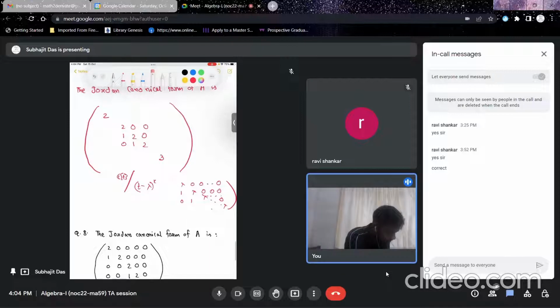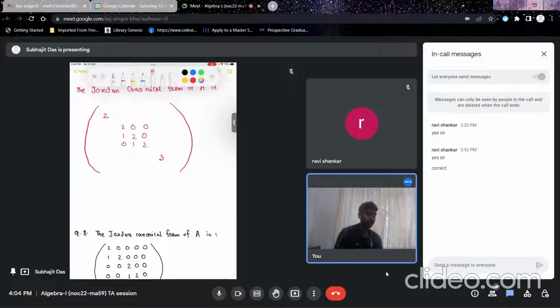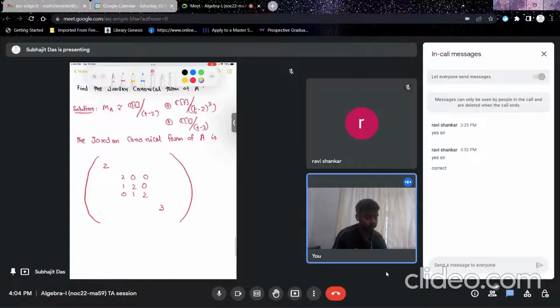So in this case we have 3 Jordan blocks. There is a 1 cross 1 Jordan block corresponding to 2, there is a 3 cross 3 Jordan block corresponding to 2, and there is a 1 cross 1 Jordan block corresponding to 3, and the rest of it are just zeros. So this is what your matrix looks like. This is the Jordan canonical form of it.